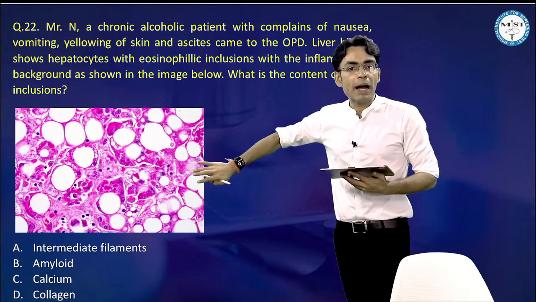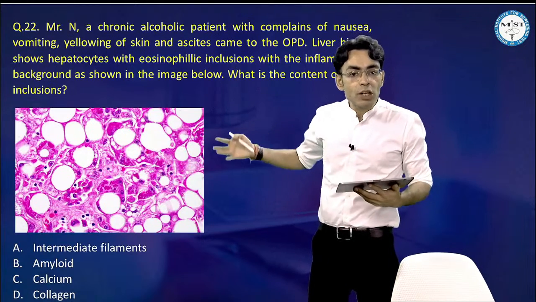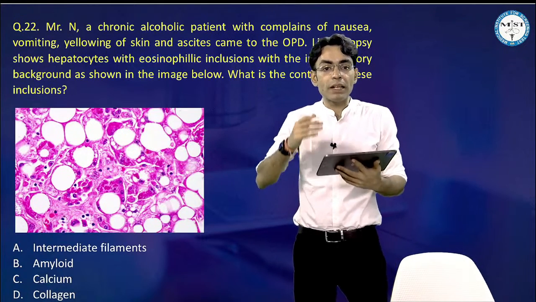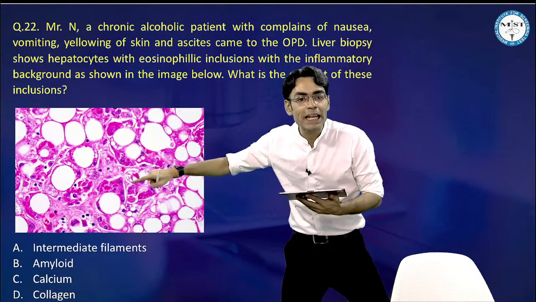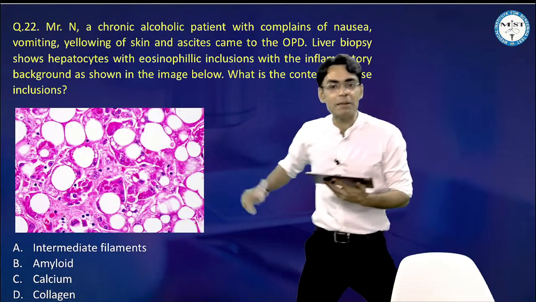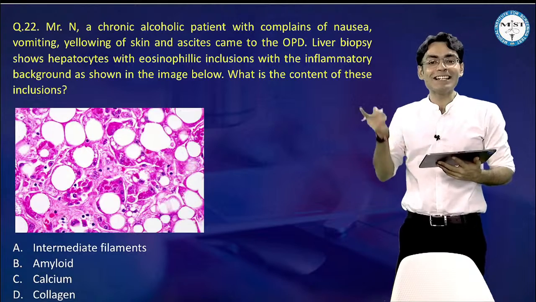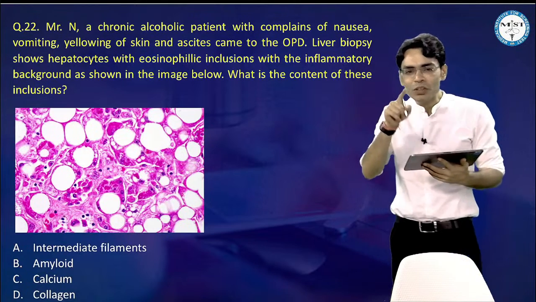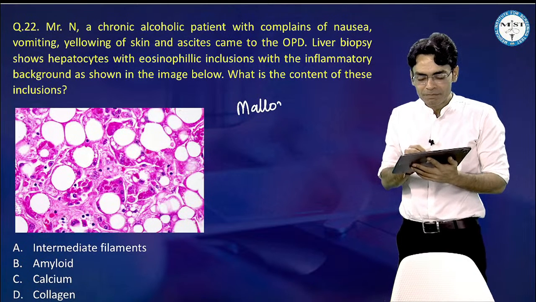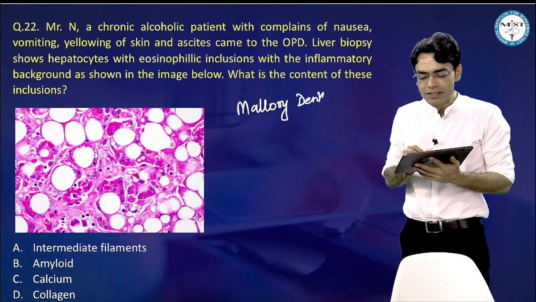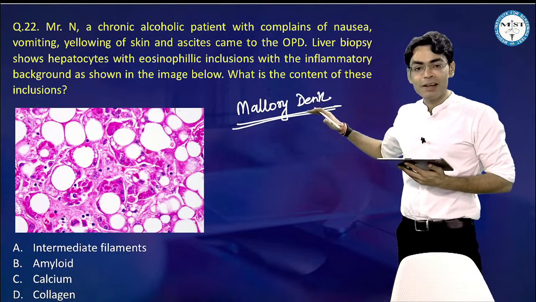So this is a liver biopsy we are taking. The patient is a chronic alcoholic. The patient is having inflammation inside. That means the patient is suffering from alcoholic hepatitis. Now, what exactly are these pink color inclusions which are happening inside the hepatocyte? Chronic alcoholic hepatitis, I have told you multiple times, eosinophilic means pinkish inclusion inside. This is your Mallory Denk bodies. Alcoholic hepatitis comes with Mallory Denk bodies.